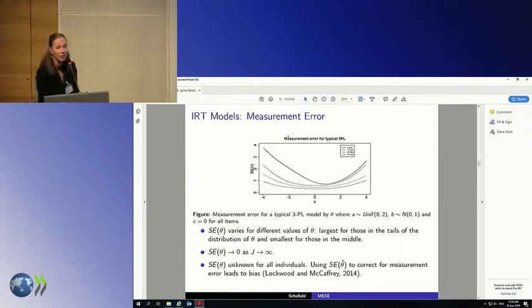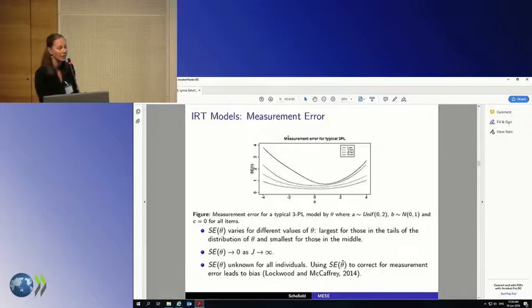However, I think it's pretty important to note that that measurement error is not even across all individuals within the distribution. Right, so here's just a typical 3PL model. The top line has 5 items, all the way down to 50 items. And what we'll see is that the standard error varies for people along the various parts of the distribution. And it tends to be largest for those in the tails. So it tends to be largest for those who are particularly high ability or particularly low ability.